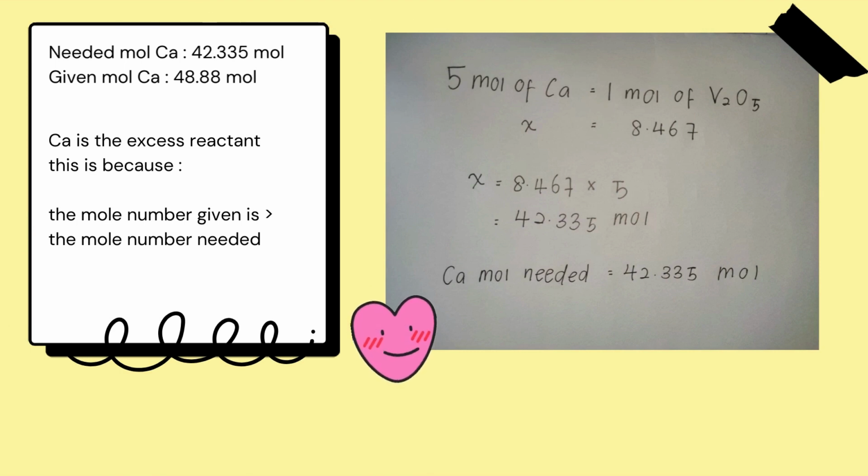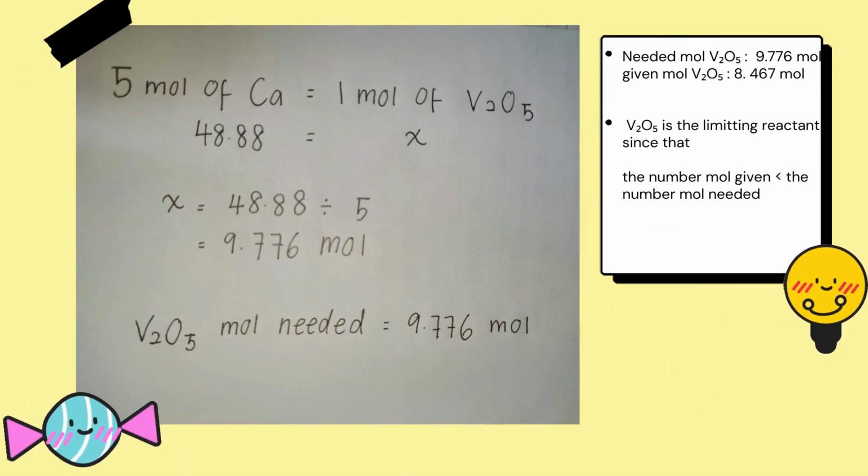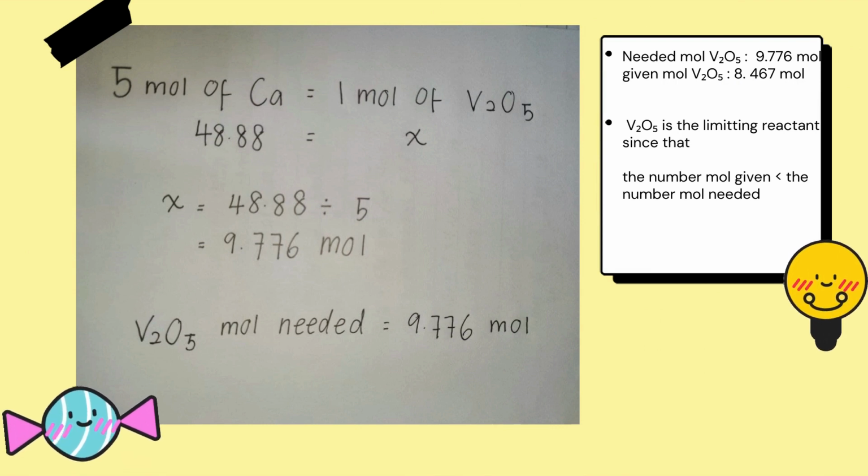Kita akan cari mole of needed calcium. So, bila kita guna cara method yang sama macam sebelum ni, kita darab silang, kita akan dapat jawapan yang sama. Kita akan dapat jawapan calcium mole needed which is 42.335 mole. Lepas tu, it is very important for us to state the conclusion. So from the previous one, it is very compulsory for us to state this type of statement, which is the number mole given is smaller than the number mole needed.